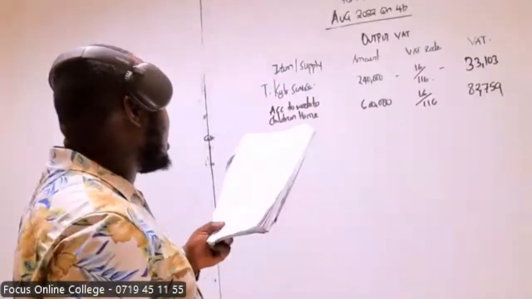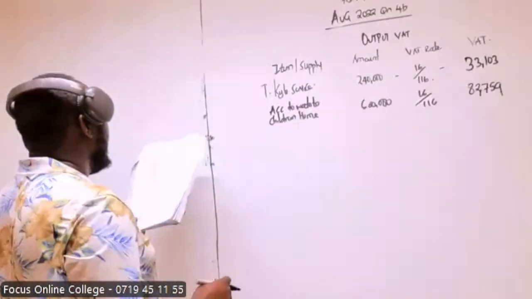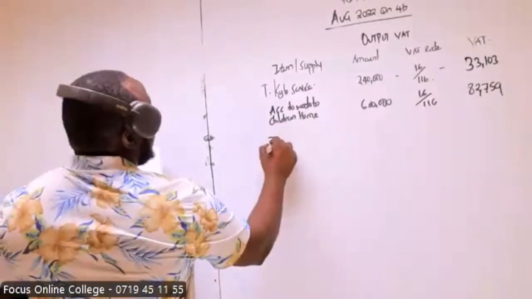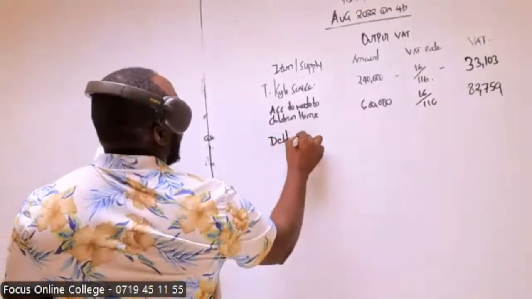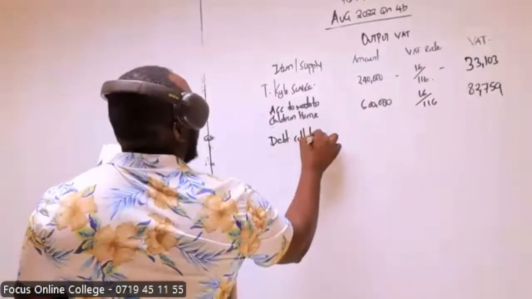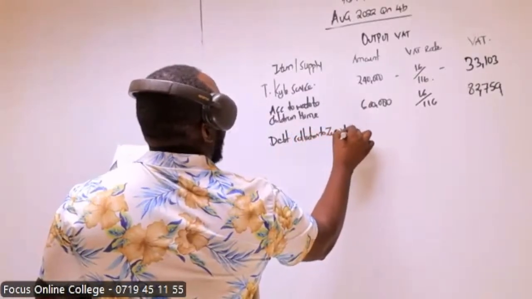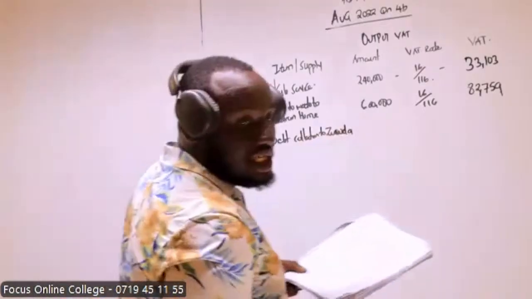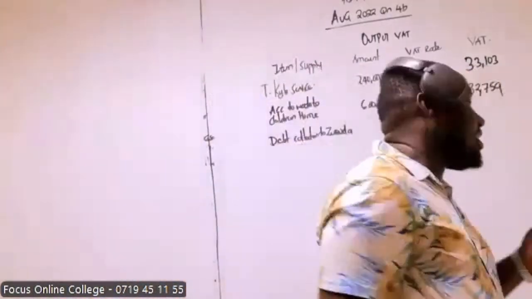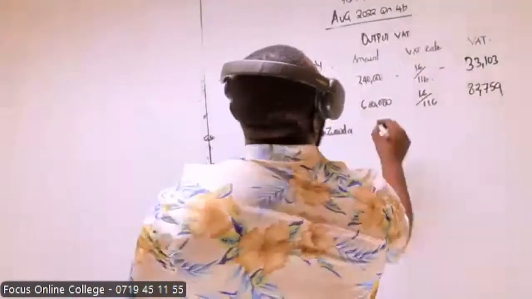What about debt collection service to dweller? Is the tax point November? Debt collection to dweller. See, the tax point is perfect. That is 820.